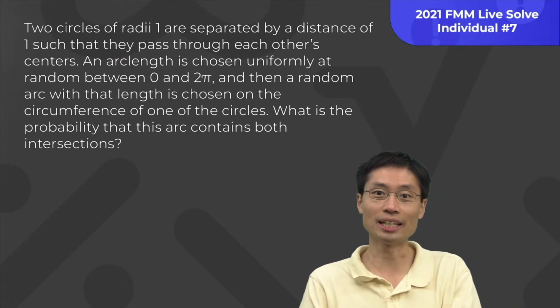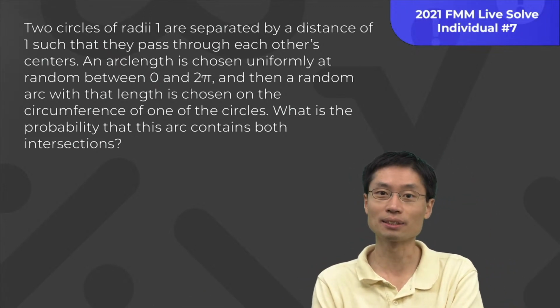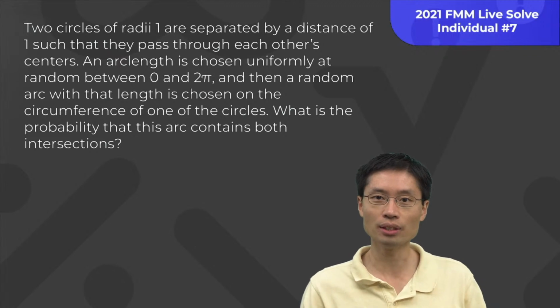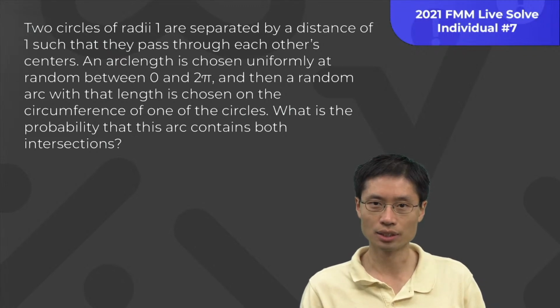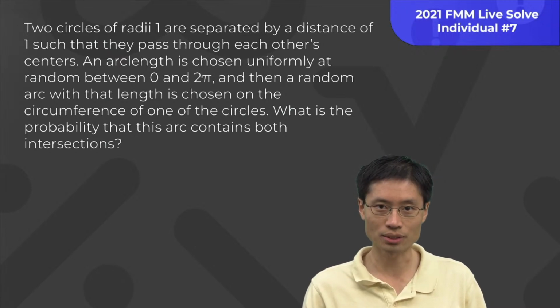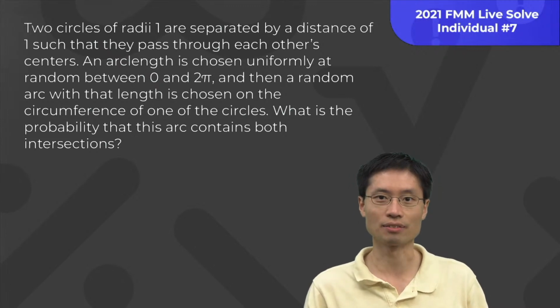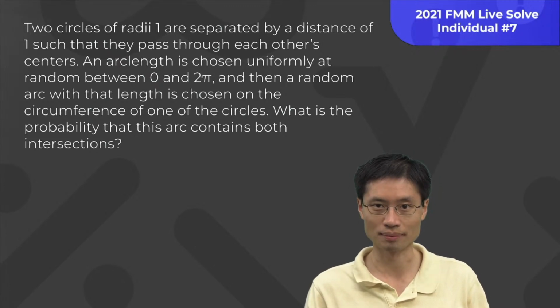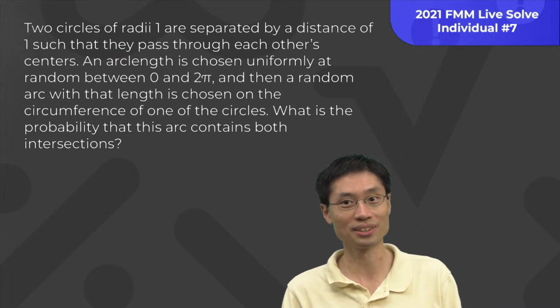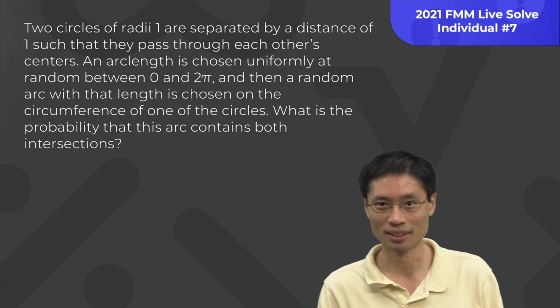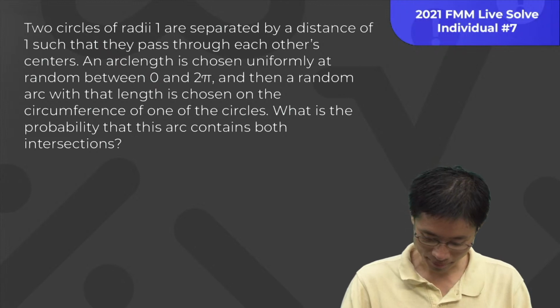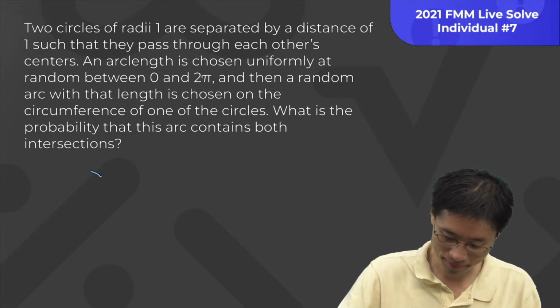Two circles of radii 1 are separated by a distance of 1 such that they pass through each other's centers. Already I'm having trouble understanding what this means, because how can you be separated by a distance of 1 and still pass through each other's centers? I bet it means that the centers of the circles are separated by a distance of 1. Okay, and then they'll pass through each other's centers because their radii are 1. Okay, let me draw that first, just to even know what we're looking at.